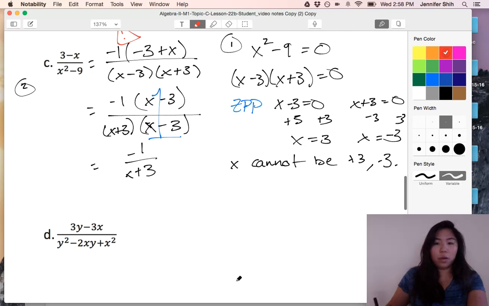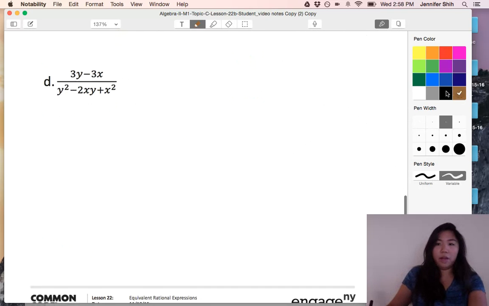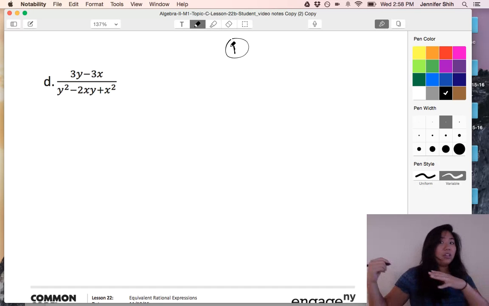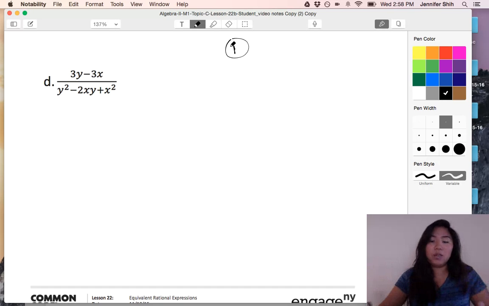Let's try one more example where we have 3y minus 3x, and then we have y squared minus 2xy plus x squared. This looks a little funky because we have multiple variables in here, but I want you to follow along. Let's just try the same steps that we have been doing. Even though there are different variables, I'm not freaking out. I'm looking at it and I'm like, I wonder if I can solve this the way that I've solved the other ones and use those skills for this problem.